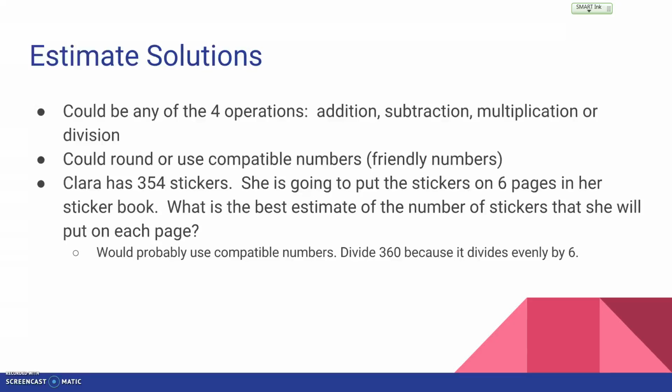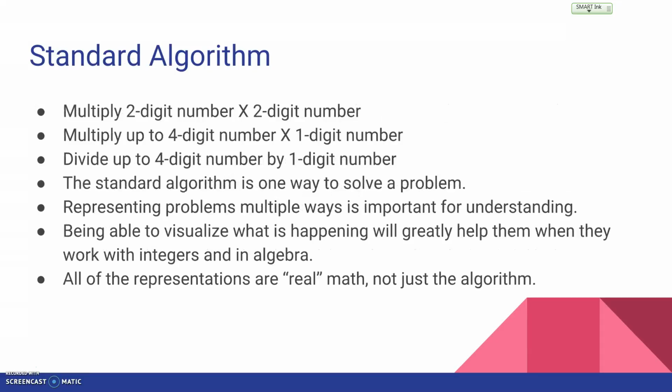So 360 would be considered a compatible number. It is a number that is close to the original quantity, close to 354, but easy to work with because 6 divides evenly into 360. And when we're estimating, there are usually many roads to take to do an estimate. It's whatever makes sense to the person who's doing the estimation. If they're answering a question, it's multiple choice, and they have to look at the answer choices and let that help them, guide them.